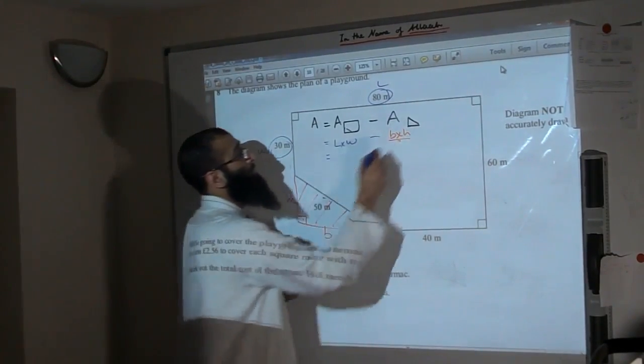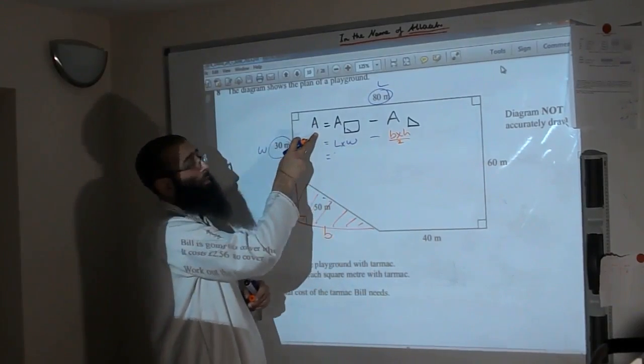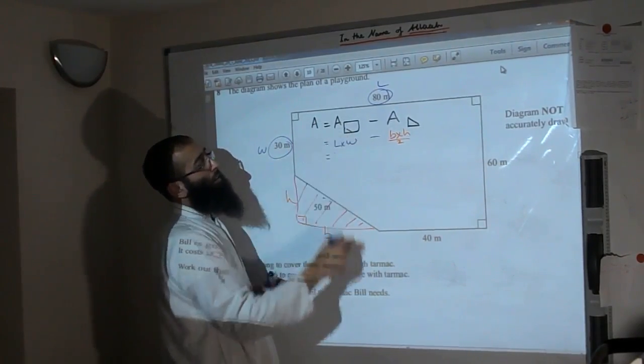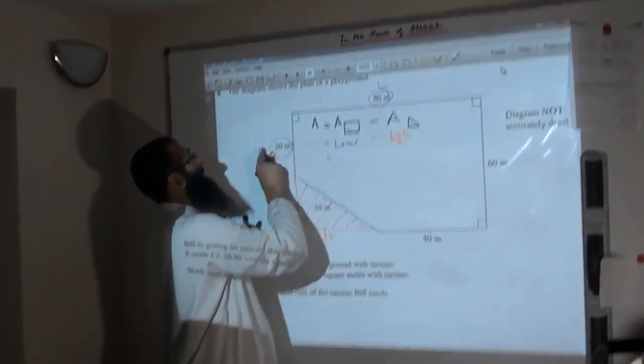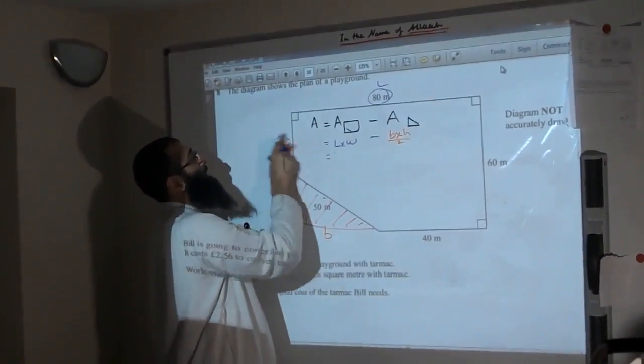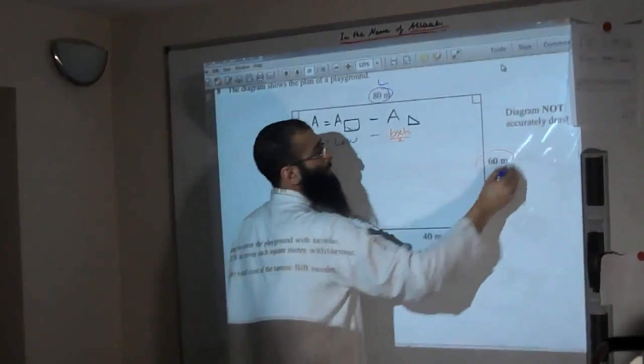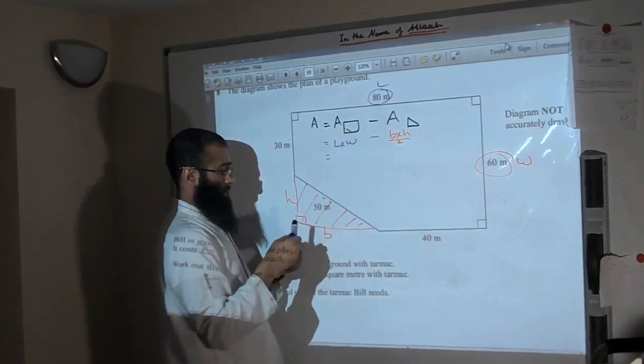So, this here is my idea. Now the length and the width of the rectangle, so the length is 80 and the width is 60.